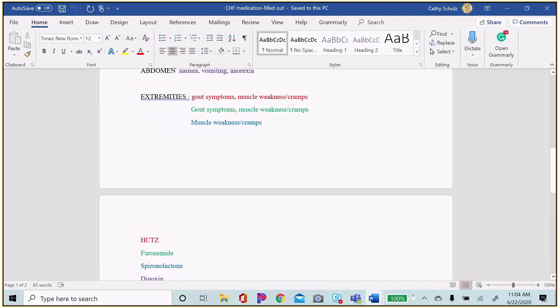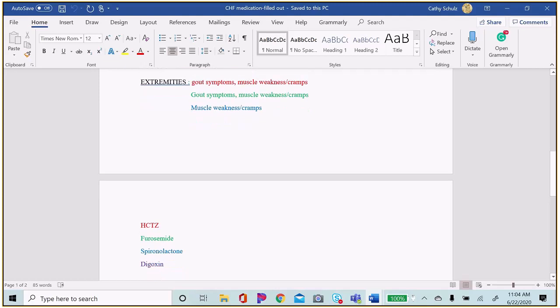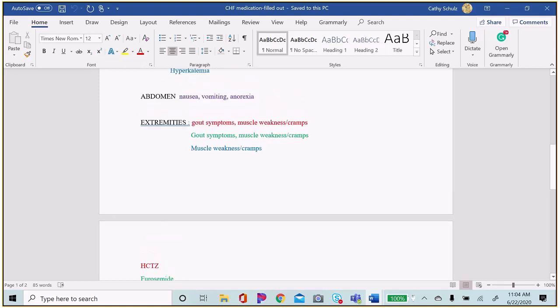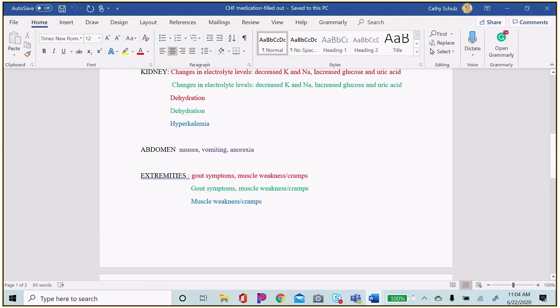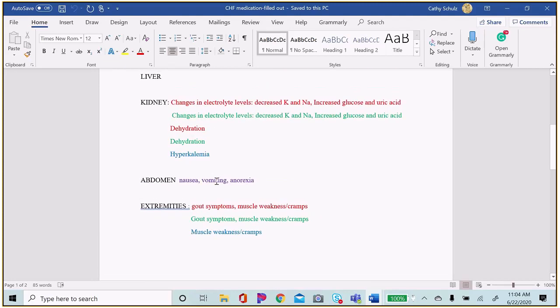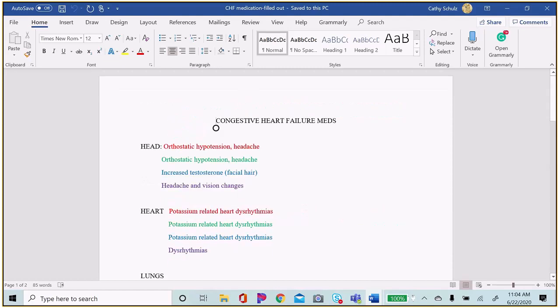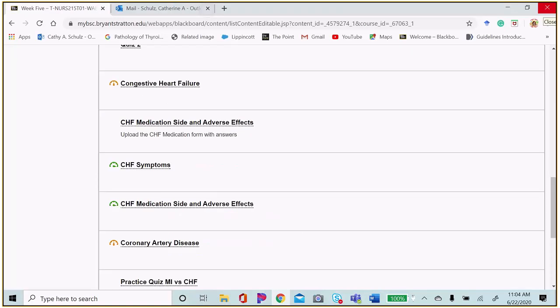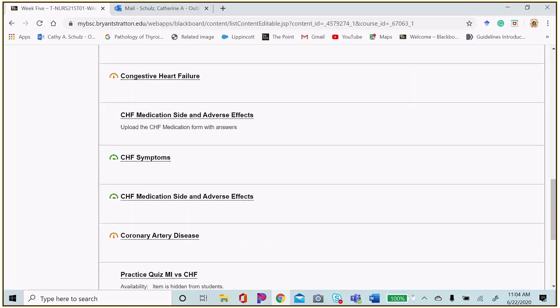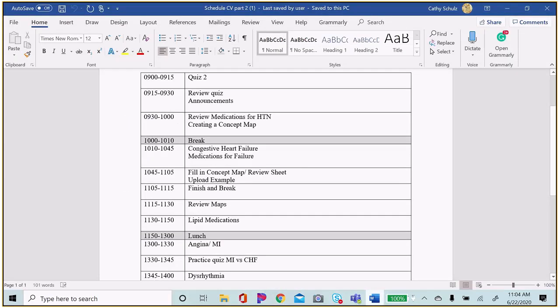Extremities, gout symptoms, muscle weakness and cramps I have there because that's commonly experienced with any potassium change. Remember, it is extremely important to include those early signs of toxicity that affect appetite, nausea, and vomiting. So take a look at other people's too to be sure that you are putting as much as possible on your own map.